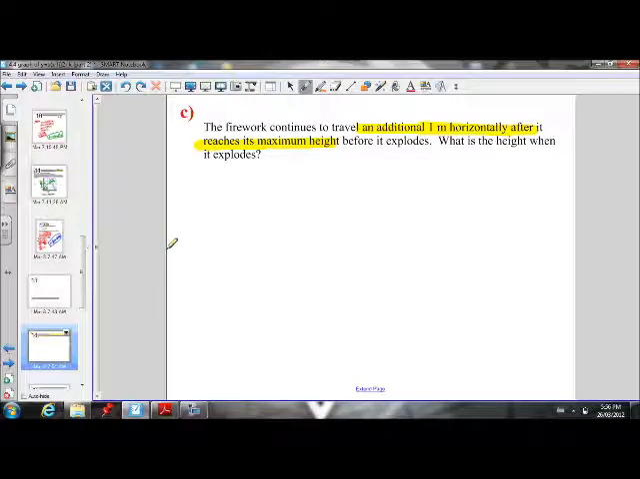I'll say that one more time. The question says the firework continues to travel an additional 1 meter horizontally after it reaches its maximum height. So what the question is saying, 1 meter to the right of the vertex, what is the height? Okay, so let's figure out what is the x value 1 meter to the right of the vertex. Well, the x value of the vertex is at 10. Okay, so x equals 10. The x coordinate of the vertex is 10. 1 meter to the right, we have to add 1. So it will equal 11.